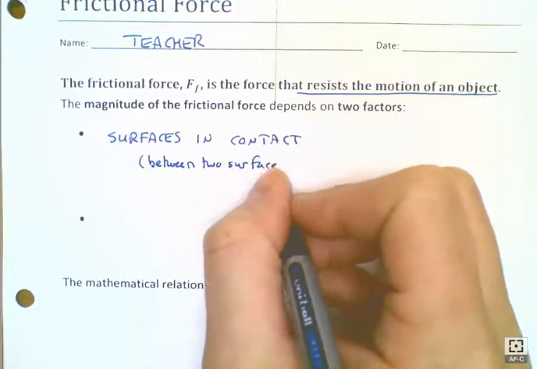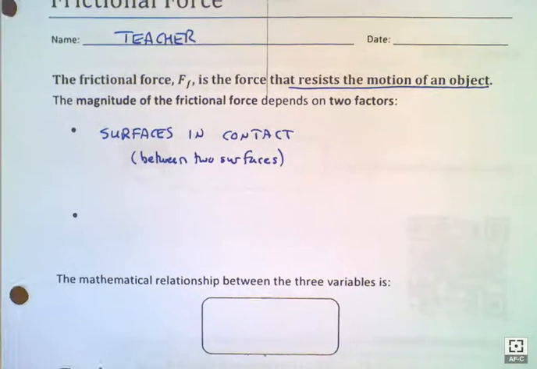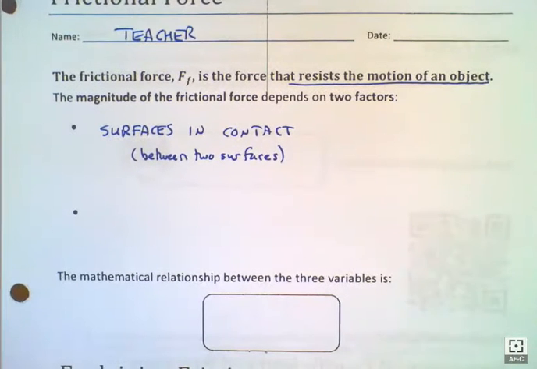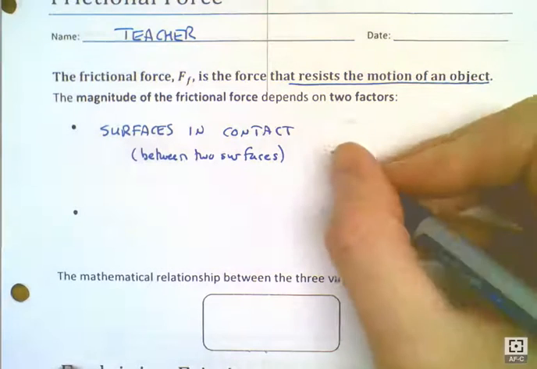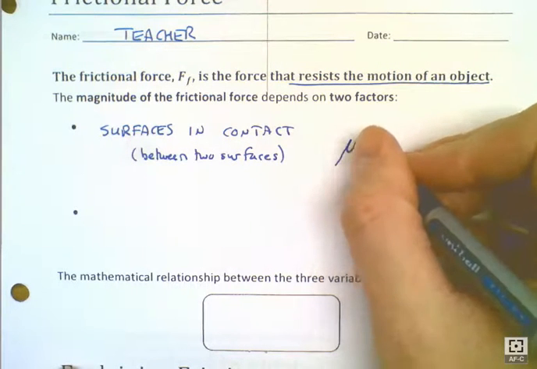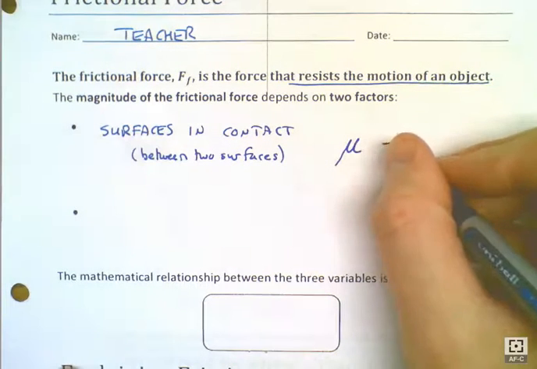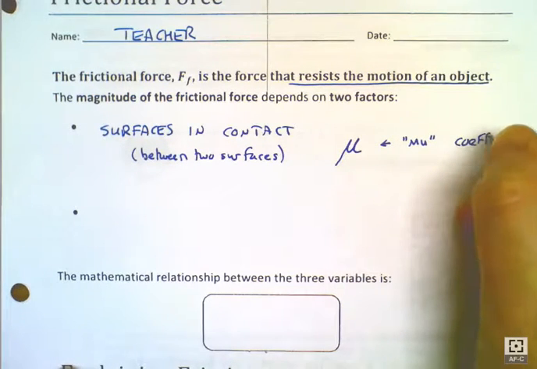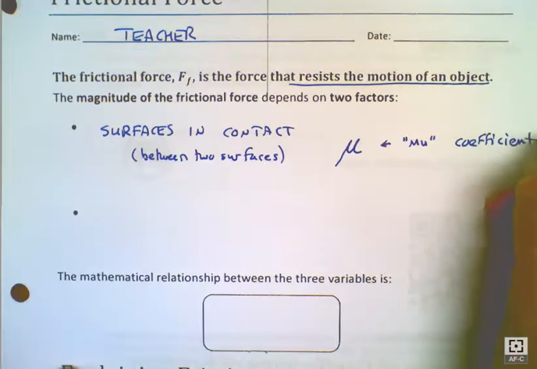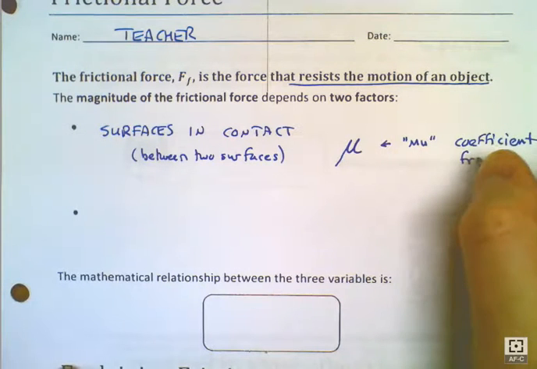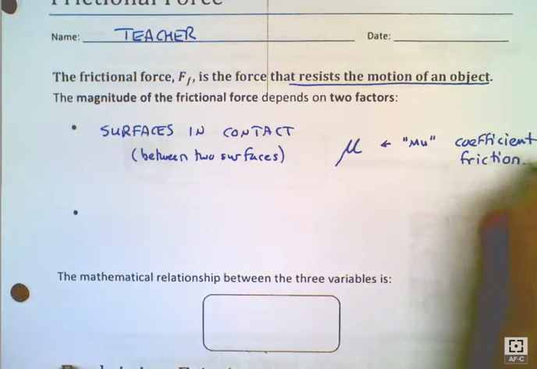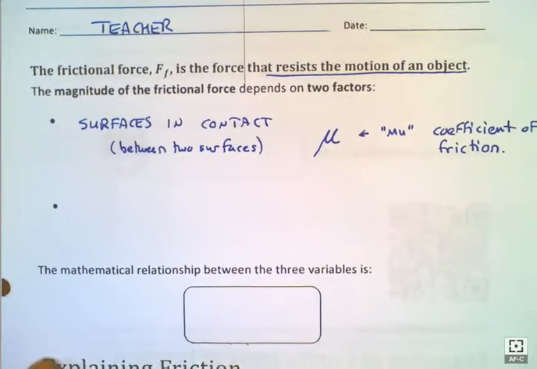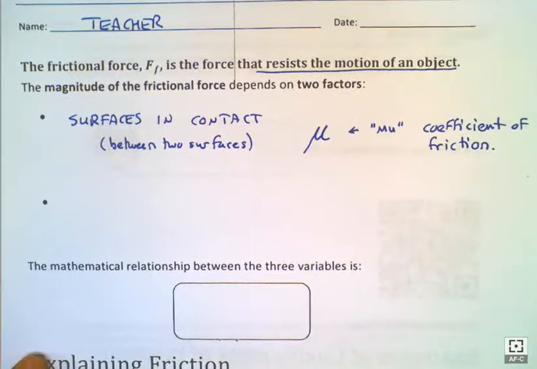Now, there's a symbol for the measurement of how sticky two contact surfaces, or two different types of surfaces, are to one another, and that is given by the symbol mu. It's a Greek letter, mu, and it's called the coefficient of friction. So that tells us how sticky two surfaces are to one another.